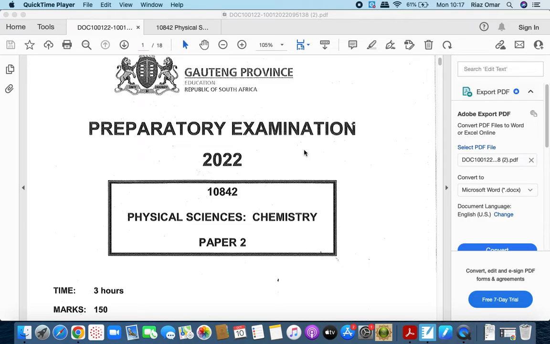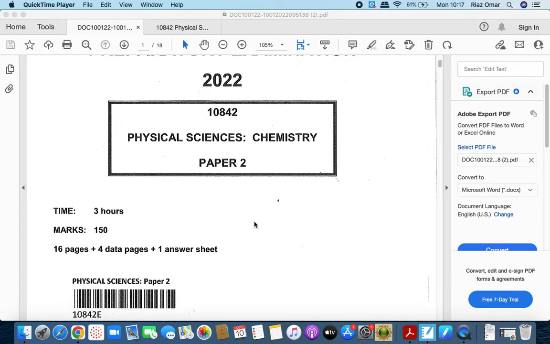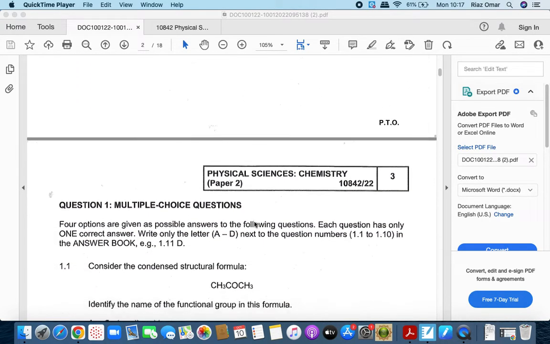Today we are going to look at the preparatory exam 2022 for a chemistry paper. So the chemistry was paper 2. We will just go to the questions, multiple choice.